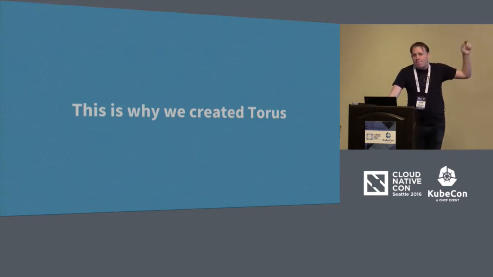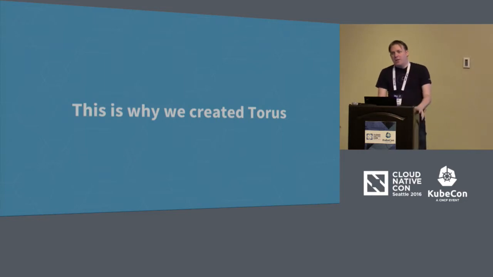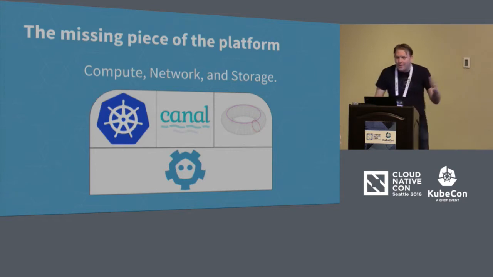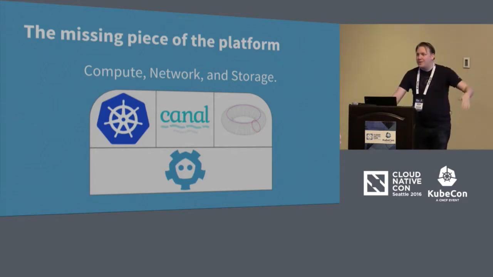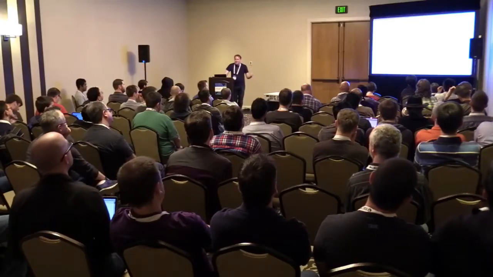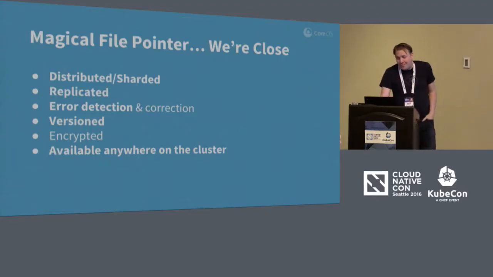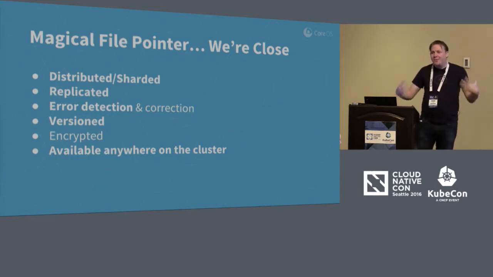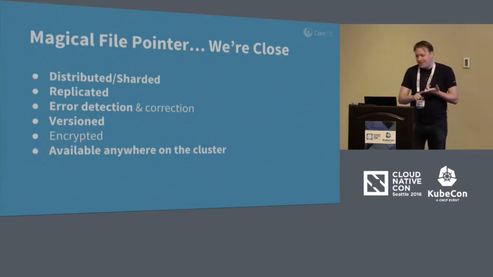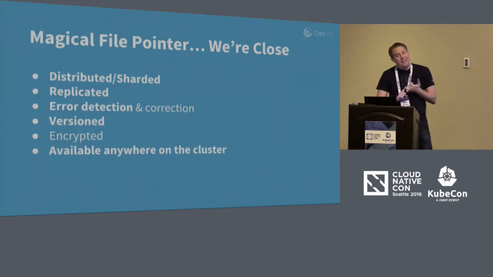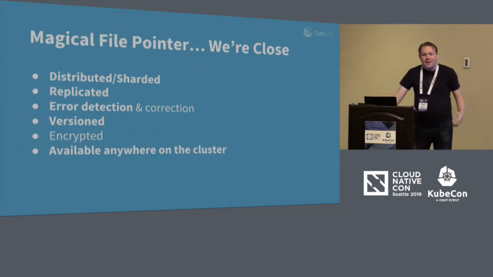We were trying to push into the envelope and push into this white space of what can we build that is this easy to use under Kubernetes. Kind of a missing piece of the platform if you think about compute, network, and storage, all based, for consensus reasons, on etcd. So, what have we built? Well, we're getting close, actually. In the sort of minimum viable Torus, it is distributed and sharded and replicated and detected, not corrected yet, versioned and available anywhere. So we're kind of building out the things that we want.